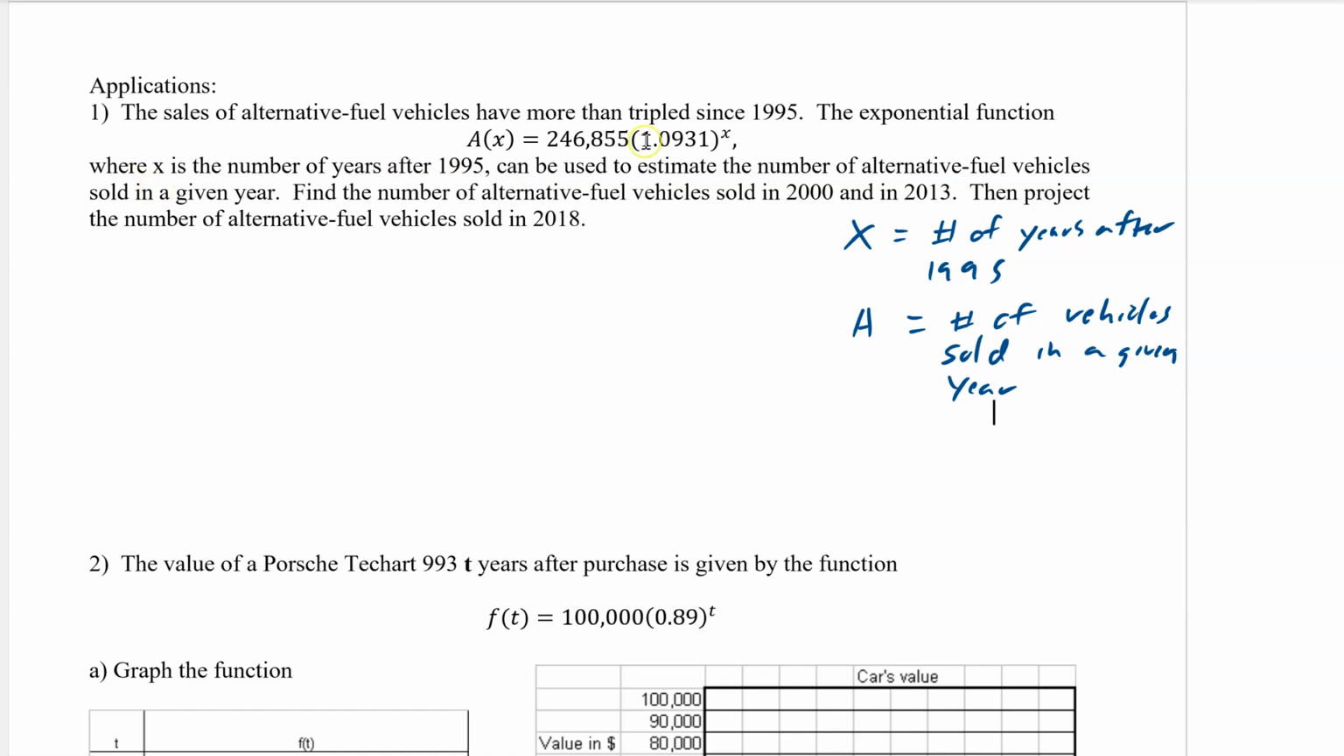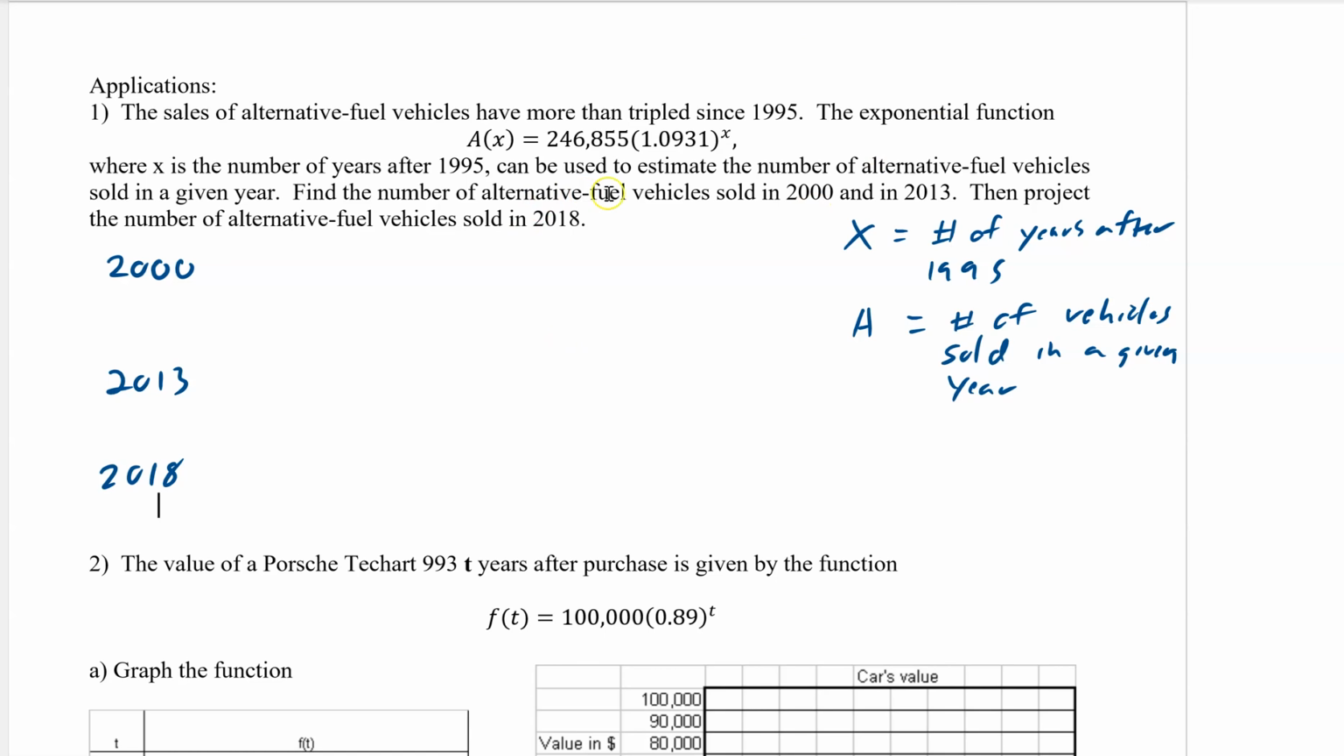So if you were to plug in 0, it would tell us the number of vehicles in 1995. So that means 246,855 alternative fuel vehicles were sold in 1995. And so it's asking us to find 2000, 2013, and 2018. And they're asked differently so you can see it.